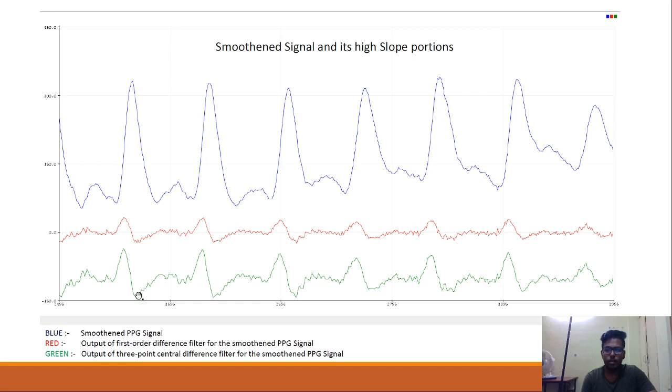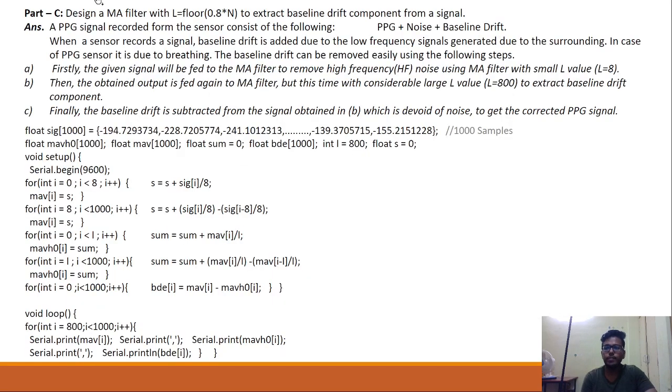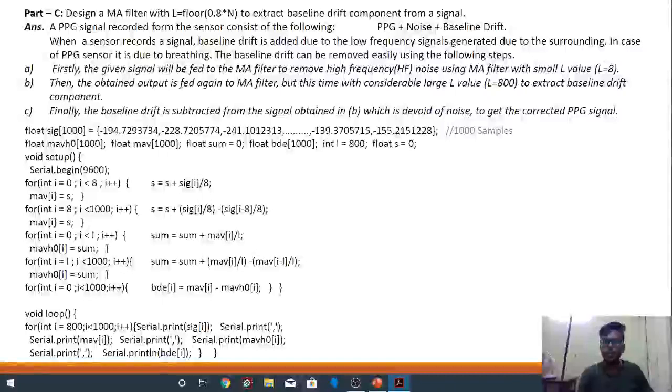Now let's move on to the next question, which is designing a moving average filter with L equals floor of 0.8 times n, where n is the length of the sample signal, to extract the baseline drift component from the signal. Let me explain what baseline drift is. Whenever we record any signal, whether it be a PPG signal or otherwise, let's see what happens in it.